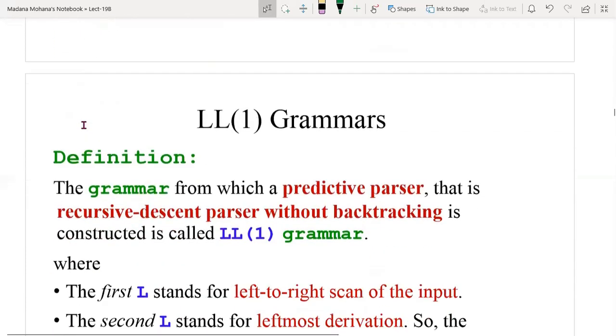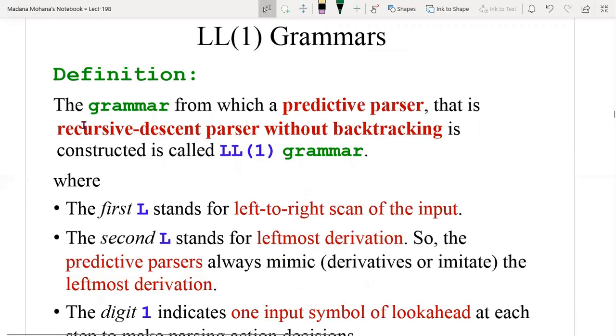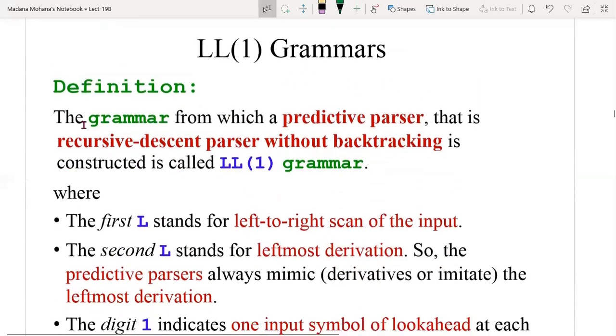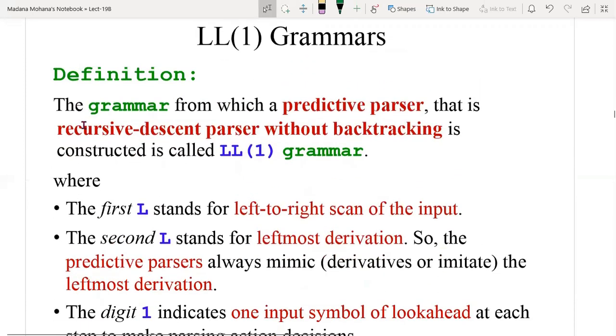So finally, you will get the resultant predictive parsing table. Now we'll move to our next concept, a very important one: LL1 grammars. By considering the predictive parsing table, we can define these grammars, LL1 grammars. So how to define an LL1 grammar?